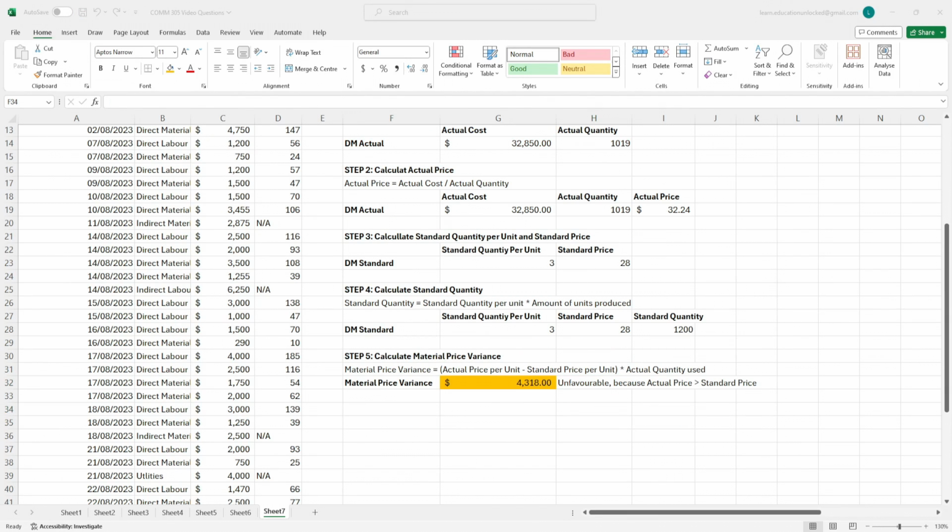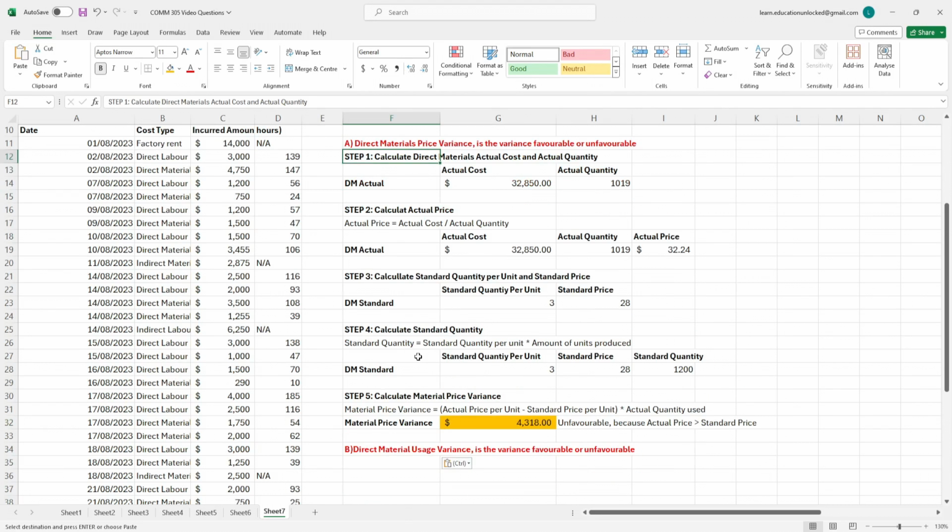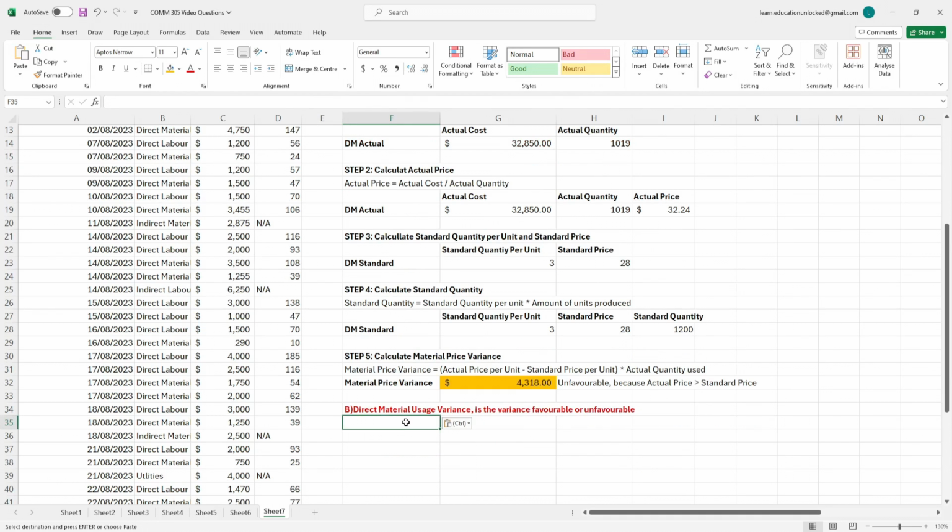All right. So for our next question, direct material usage variance, is the variance favorable or unfavorable? So this is very easy. Since we just did all these steps already, our direct material usage variance is very easy to calculate. So I'll just write the formula. So it's actual quantity minus standard quantity times your standard price per unit.